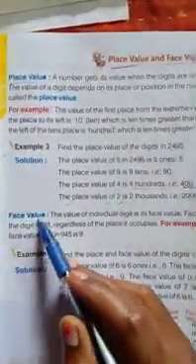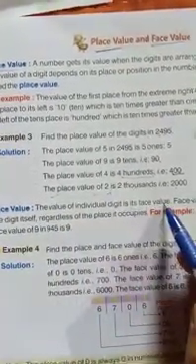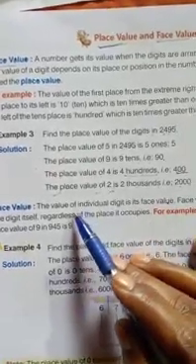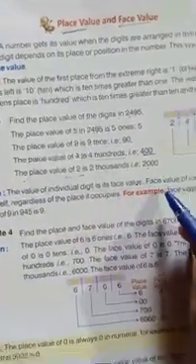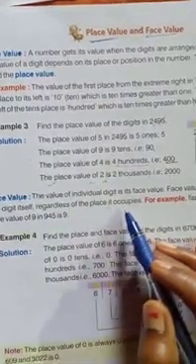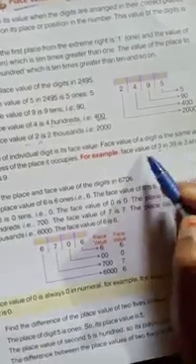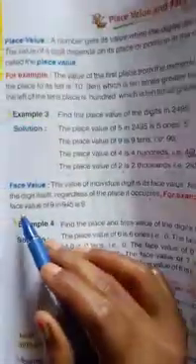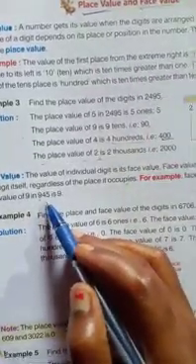Now you see face value. The value of an individual digit is its face value. So what is face value? Face value of a digit is the same as the digit itself, regardless of the place it occupies. For example, the face value of 3 in 38 is 3, and the face value of 9 in 945 is 9.